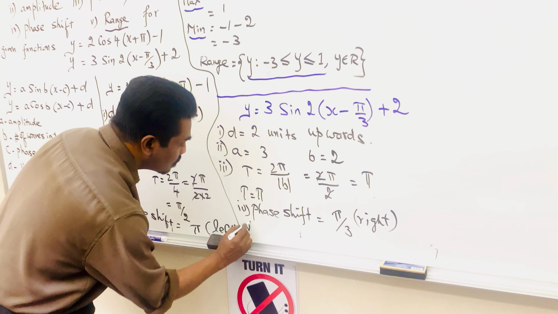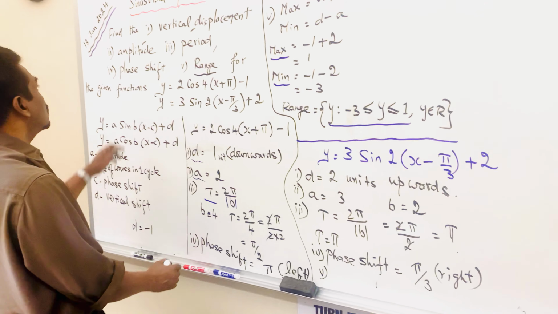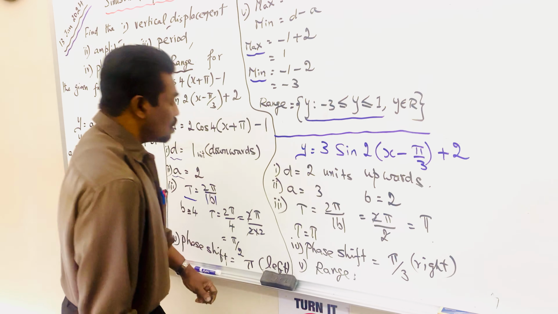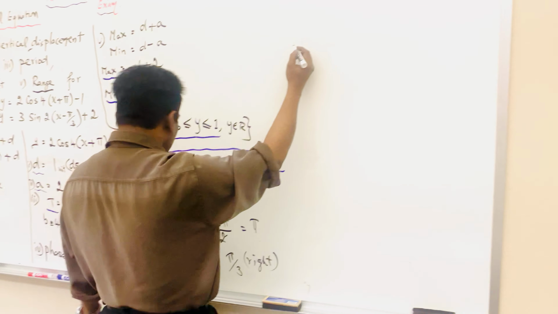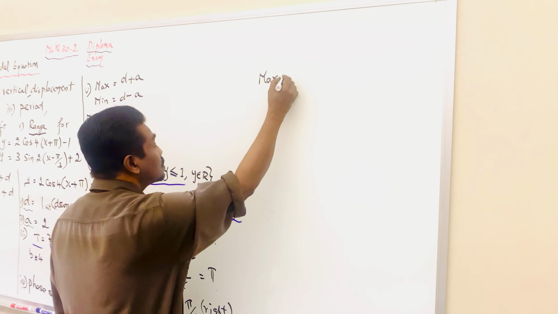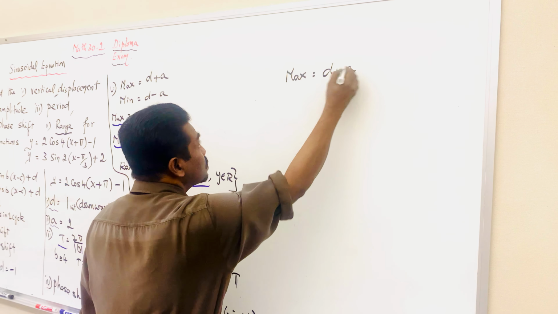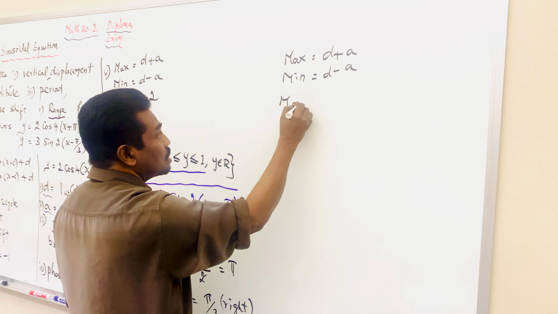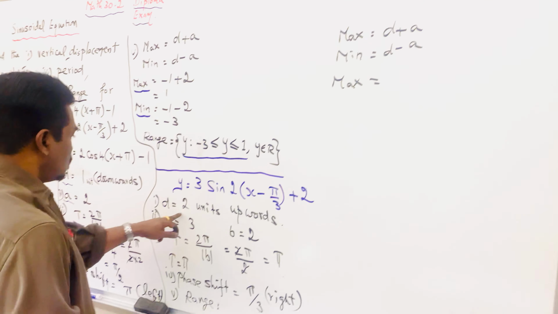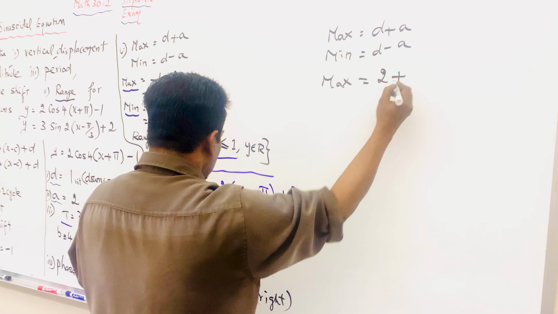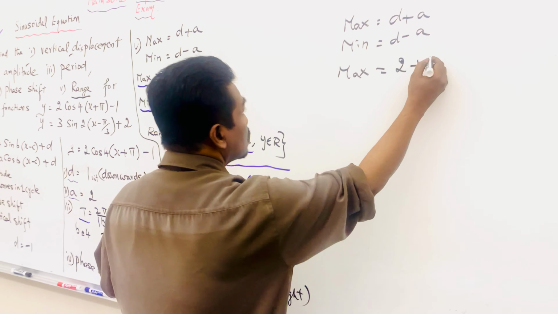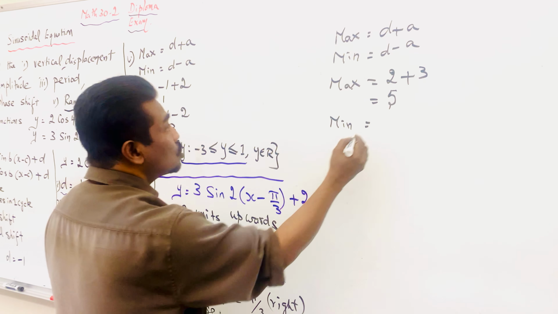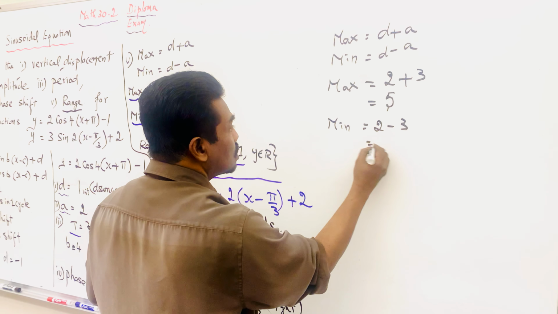And the fifth one is range. For the range, we have to find the maximum value and the minimum value. So max, we know, is D plus A, and minimum is D minus A. So let us calculate the maximum value. D here is 2 plus A here is 3, which is equal to 5, and the minimum value is 2 minus 3, which is equal to -1.